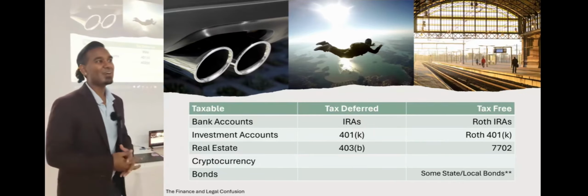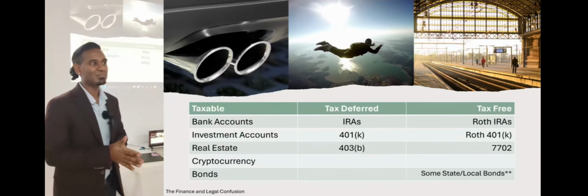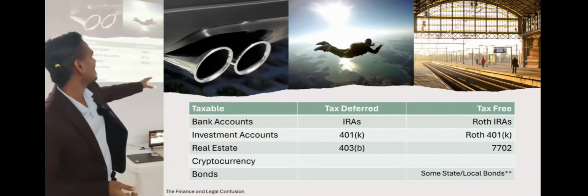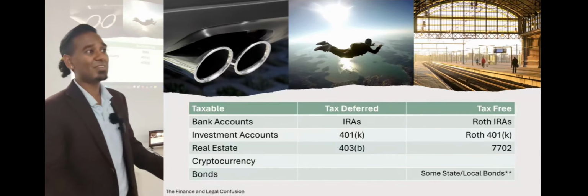When you work for a company and you have the ability to contribute to a 401k or a Roth 401k, you can get access to the others. But if you don't work or if you don't have steady income from a job, you can't really contribute to those, right?